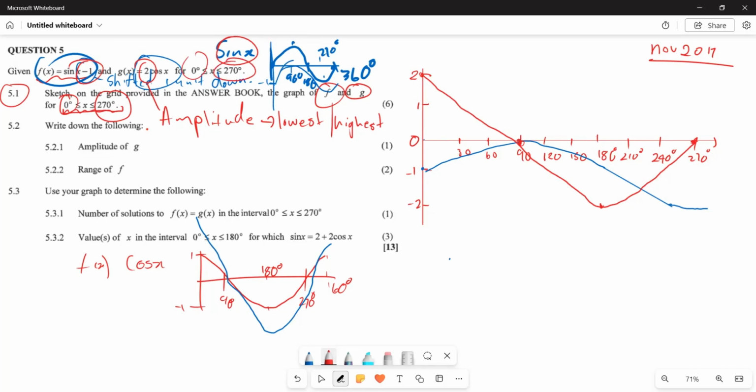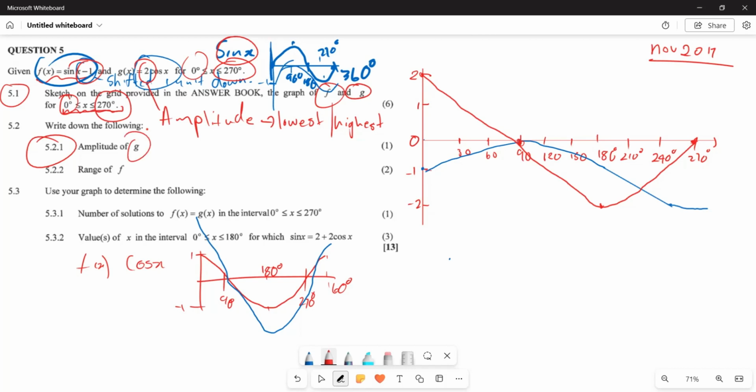Now hopefully this makes sense to you. I tried to simplify this so that you can get this right. Now let's look at the graph of 5.2 or rather 5.2.1. What does 5.2.1 require us to do then now? Now they want us to find out what is the amplitude of g, right?